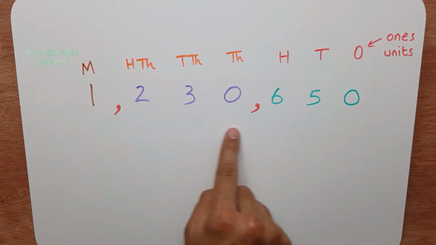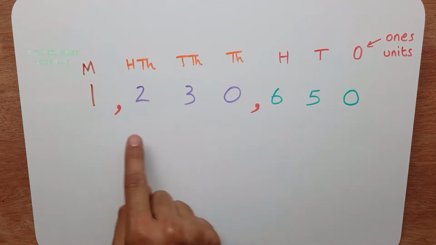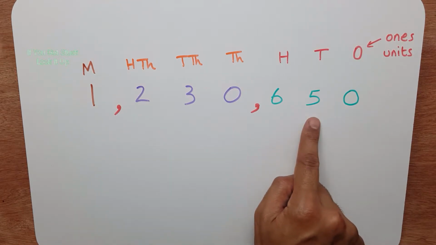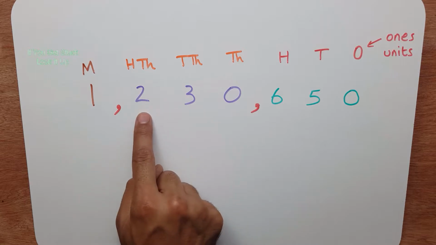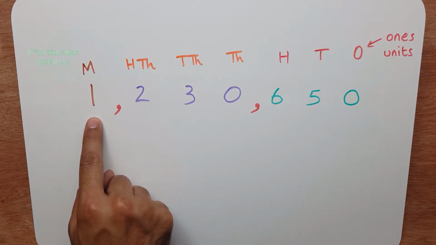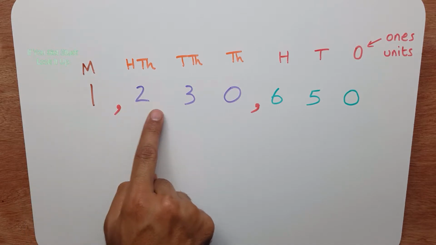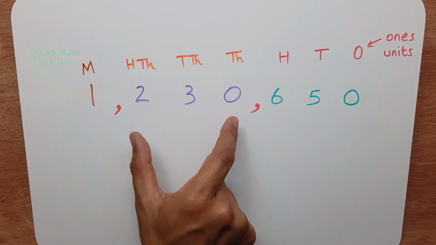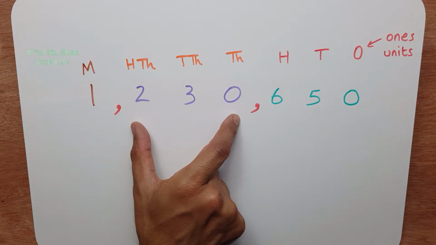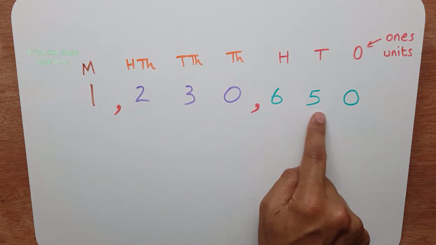So what we have here is a 7-digit number. 1, 2, 3, 4, 5, 6, 7. And it starts with 1,230,650.